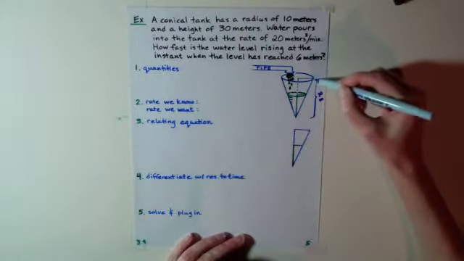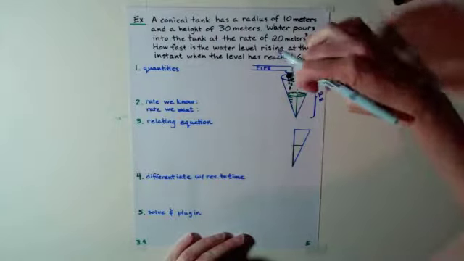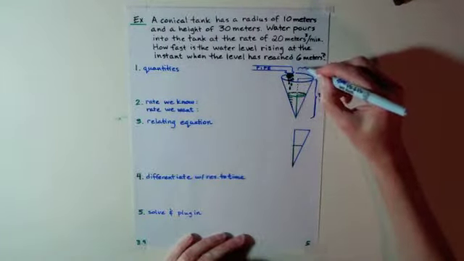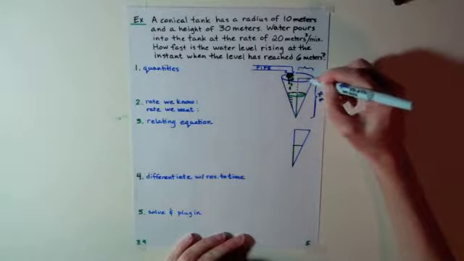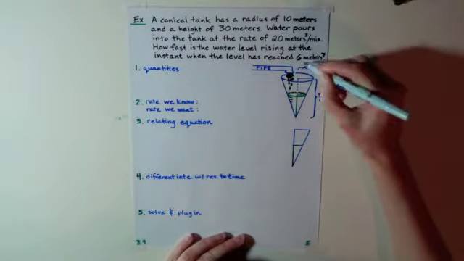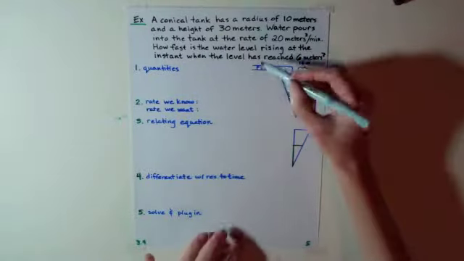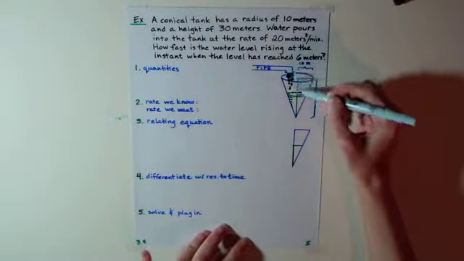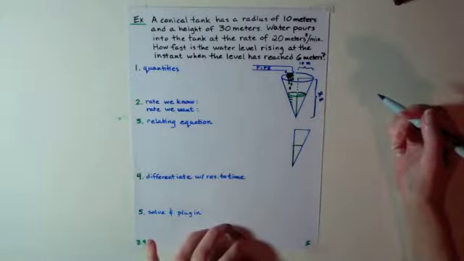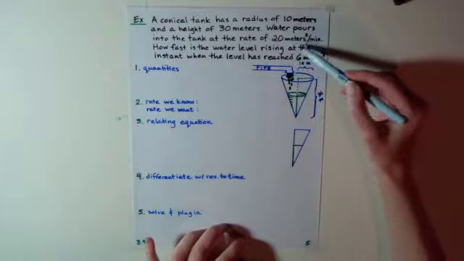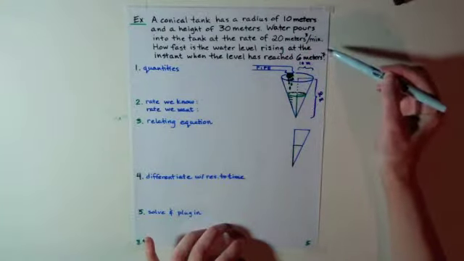And the radius of this overall tank here is 10 meters. So this distance from here to here, the radius right here, is 10 meters. Okay, water pours into the tank. So here we have a pipe and water is coming into the tank. The water's green for some reason. Water pours into the tank at the rate of 20 meters cubed per minute.